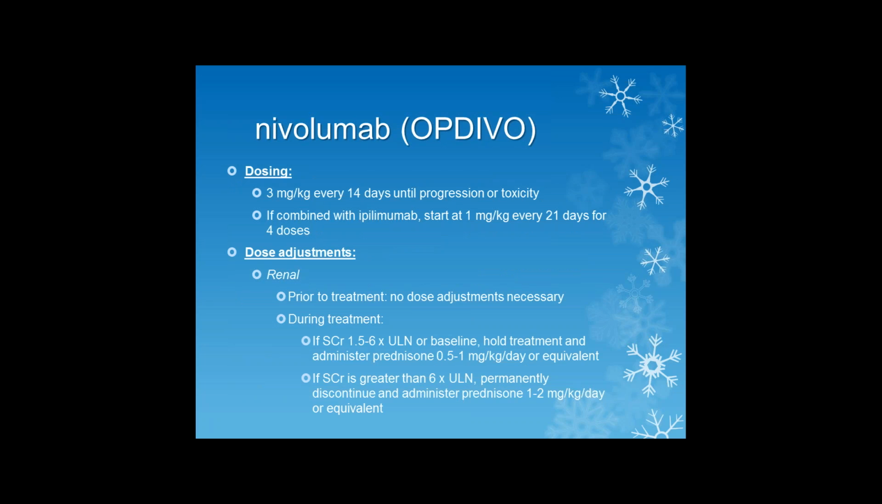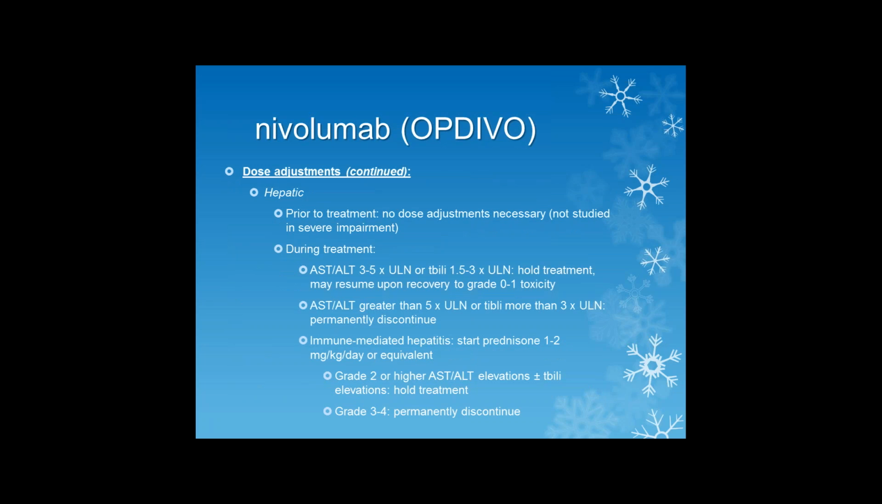Dose adjustments, this is another one that separates whether patients had organ dysfunction prior to therapy or if it developed on therapy, so that's a good thing to keep track of. And the same thing for hepatic. It hasn't been studied with severe impairment if patients have bad livers at baseline. But if it does develop during treatment, you can see recommendations about whether to hold or permanently discontinue based on the severity of the elevations, and also if it's believed to be an immune-mediated hepatitis, to start prednisone much like you would for ipilimumab.